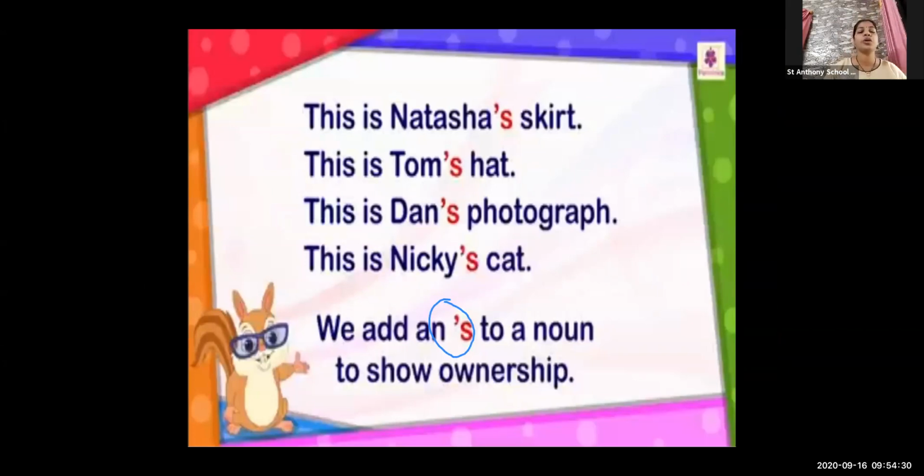Because to show the ownership, to show that these things belong to Natasha. The skirt itself is Natasha's. No one else can wear that. So to show that ownership, we use apostrophe S. But remember, we do not use apostrophe S to show plurals.